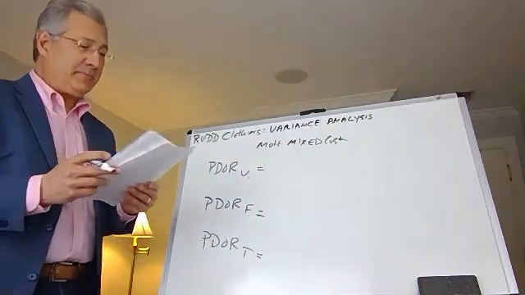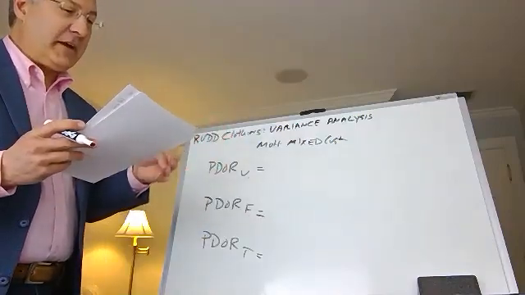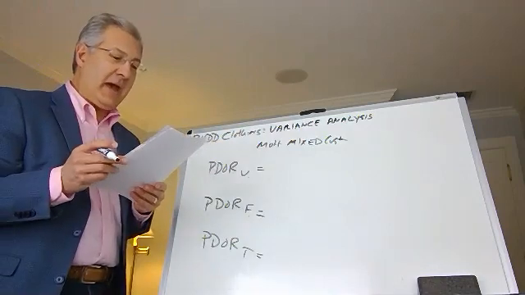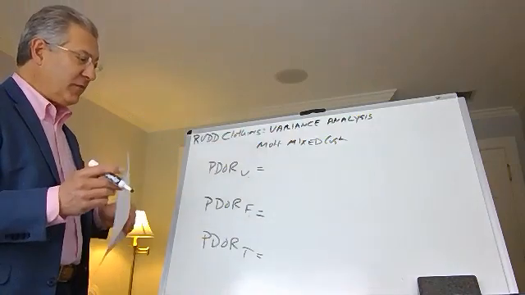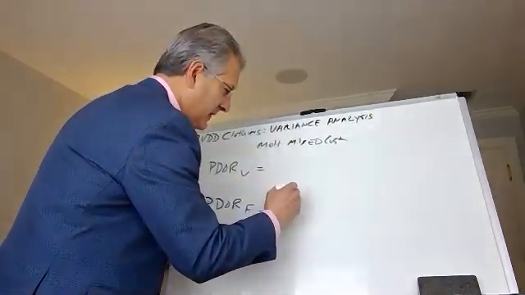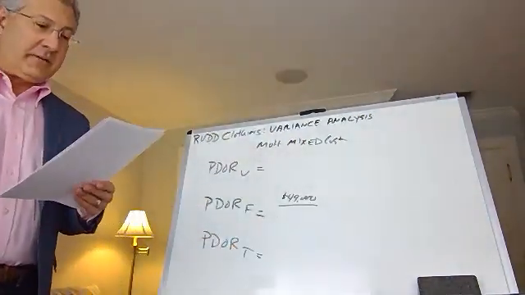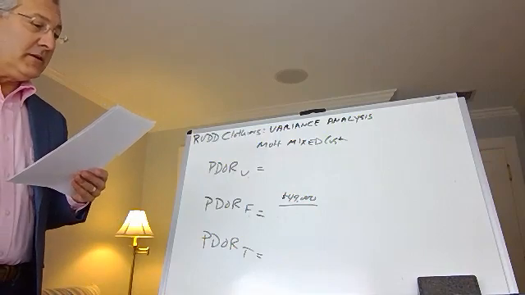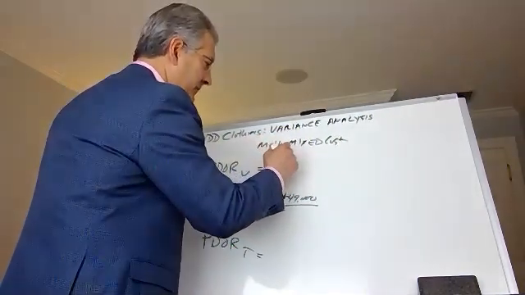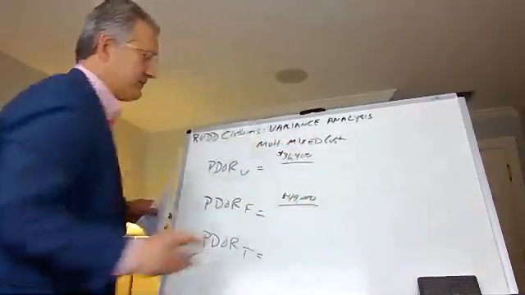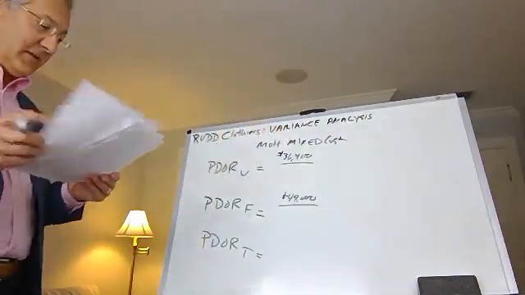Let's go back to the problem. It says in the last paragraph, overhead is applied on the basis of direct labor hours at normal capacity. That's budget. Budgeted fixed overhead cost is $49,000. $49,000 is the numerator. It goes on to say, budgeted variable overhead, $36,400. Those are the numerators. What about the denominator?